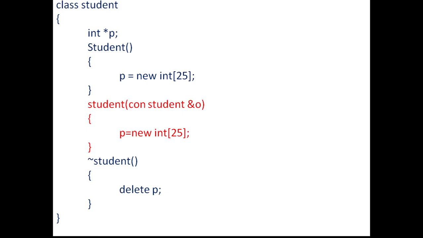The compiler can easily recognize that this is a copy constructor when it sees the object as the argument in the constructor. And this is supposed to be const. It's a typing mistake. So const Student &o, where o is the name of the object and it is a reference type.